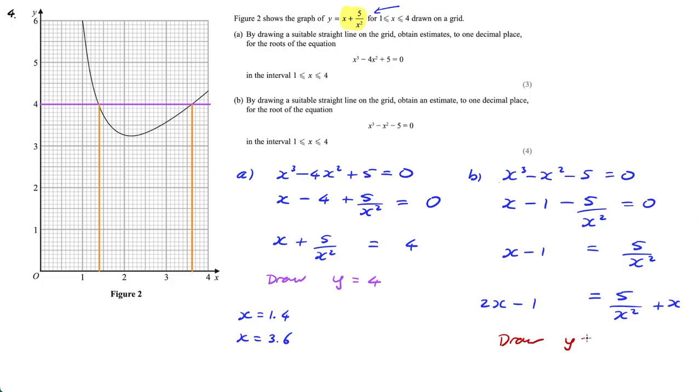So I draw y equals 2x minus 1. Okay, 2x minus 1. When x is 0, y is minus 1. That's not good. When x is 1, y is 1. Okay, fine. And when x is 4, no, that's not good. When x is 2, y is 3. So I'll just draw a line there. Okay, so I'm drawing this line, guys, through there.